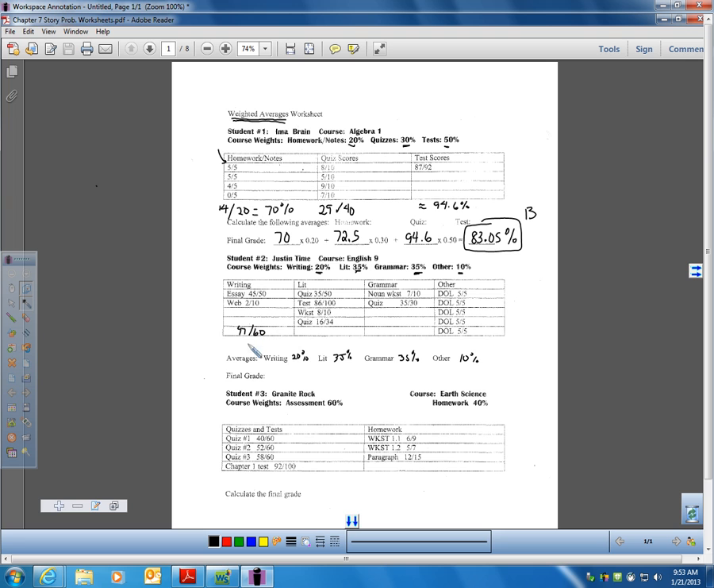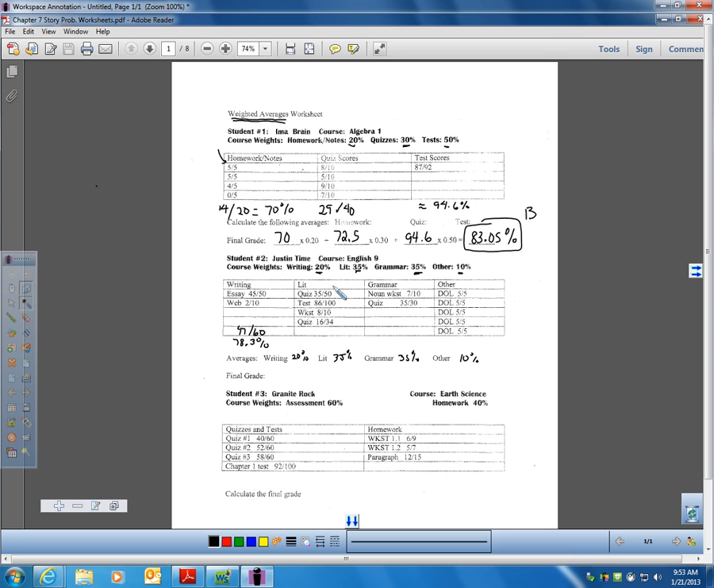45 out of 60 is writing. So let me figure that out. 47, I meant to say 47 divided by 60. 47 divided by 60, that's about a 78.3%. Let's go to literature.